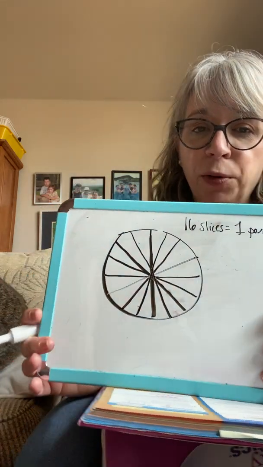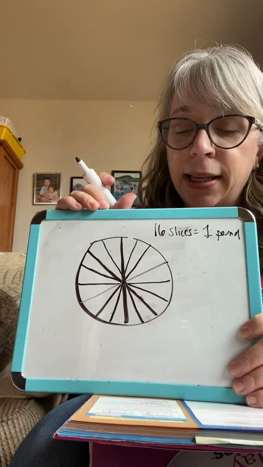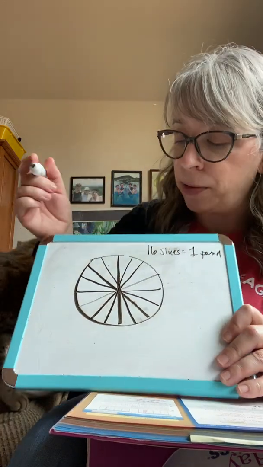So for me, whenever we're working with fractions, and especially something like this, it's good to visualize. So we know that there are 16 ounces in a pound.